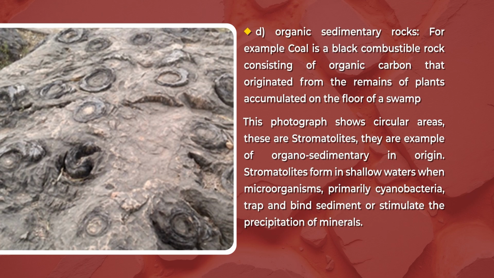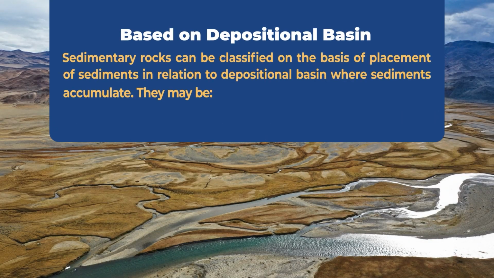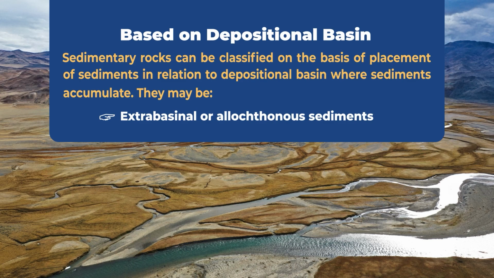They are an example of organo-sedimentary origin, and these stromatolites form in shallow waters when microorganisms, primarily the cyanobacteria, trap and bind the sediments, or they stimulate the precipitation of minerals. So, next we see the classification based on depositional basin. Sedimentary rocks can be classified on the basis of placement of sediments in relation to the depositional basin, where these sediments accumulate.